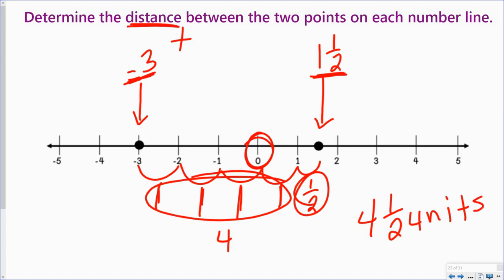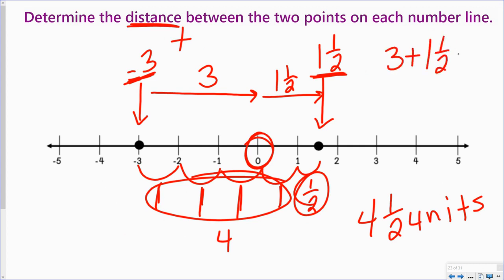And if you notice, from -3 to 0 is 3 units. And then from 0 to 1 and 1/2 is 1 and 1/2 units. And 3 plus 1 and 1/2 equals my 4 and 1/2, which is the same as this answer.